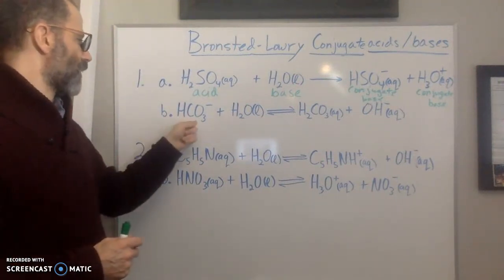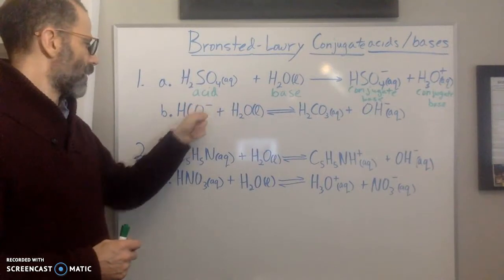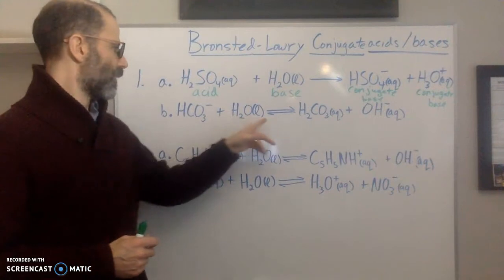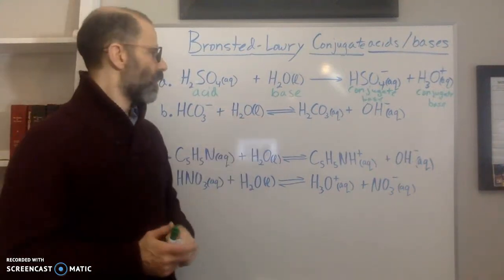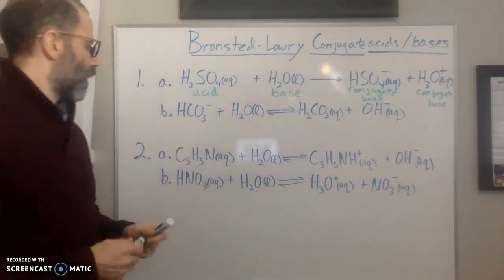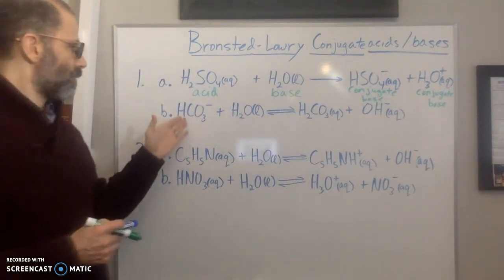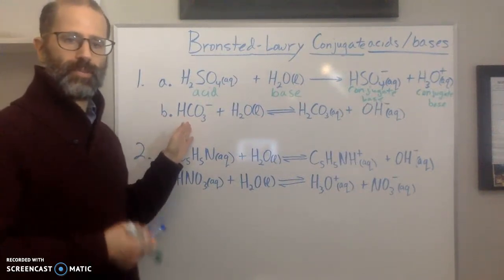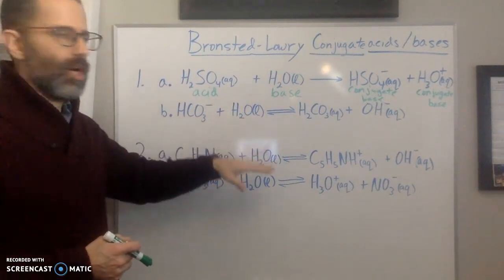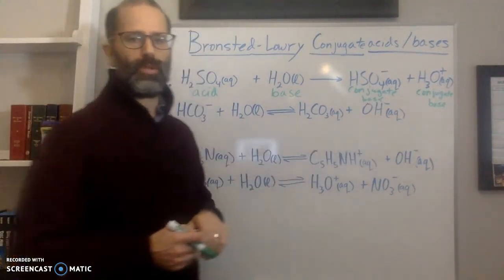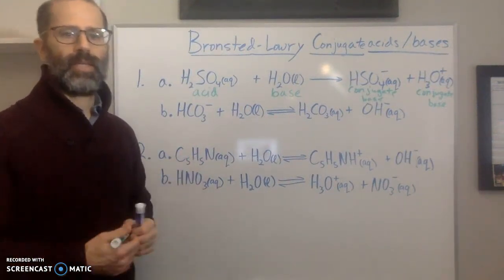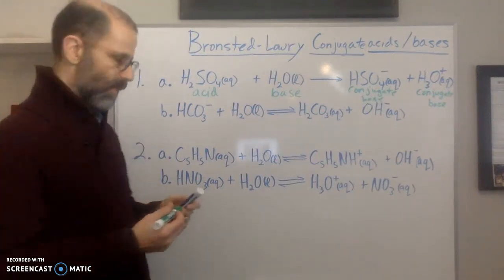So here we have HCO3 minus, and that's going to react with water. And here we have an equilibrium, so this is reversible, it can go back and forth. Again, we're looking at what the proton acceptors and proton donors are. So here we're going to label acids and bases. The products that form are going to be labeled conjugate acids and bases. The conjugate acid comes from the base, and the conjugate base comes from the acid.